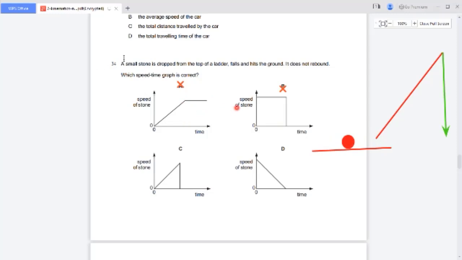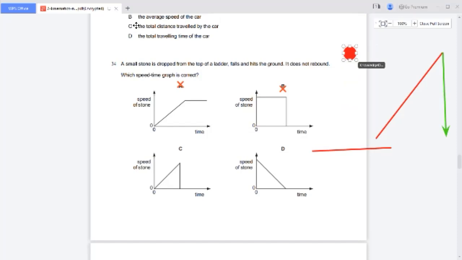Okay, so let's see why B is incorrect. B says that its velocity remains constant. No, when the stone was somewhere here, its velocity was 0. It says its velocity was something like 10, but initially when it fell from somewhere, its velocity was 0. So that's incorrect.